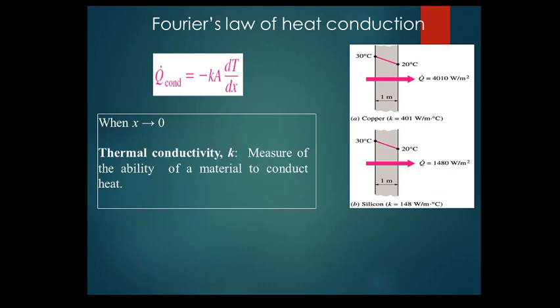So thermal conductivity K is nothing but a measure of the ability of a material to conduct heat. You can see here two examples I have given, one for copper and one for silicon. For copper, you can see the heat transfer rate is high, 4010 watt per meter square. Temperature is the same, thickness is the same. Temperature T1 is 30 and temperature T2 is 20. Whereas for silicon, the thermal conductivity K is 148 watt per meter Kelvin. Same conditions: T1 is 30, T2 is 20, thickness is 1 meter, but see the amount of heat transferred is 1480 watt per meter square. So thermal conductivity does influence the rate of heat transfer.